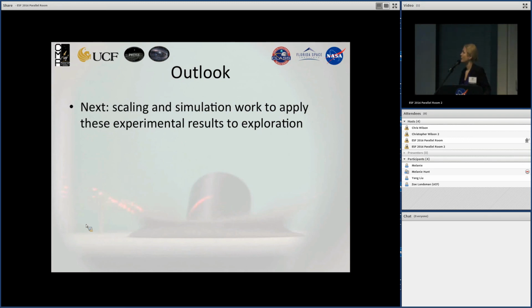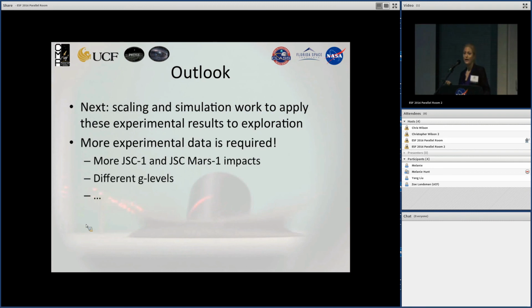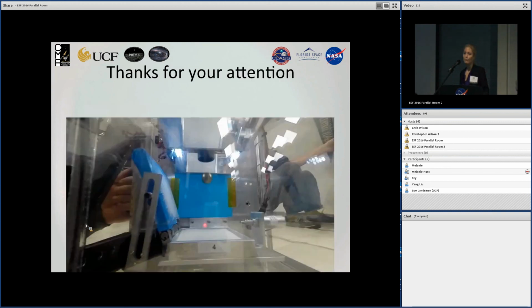So the next steps will be scaling and simulation work to be able to apply these results to actual landing or docking to an asteroid. And then we need more experimental data, because, as you saw, we used lunar and Mars simulant, but we used a lot of sand too. So we need to do more with the actual simulants, and we could use Dr. Britt's simulant to perform more experiments. We can vary the G levels too, and the grain size and the packing density. All these parameters are very interesting to be varied.